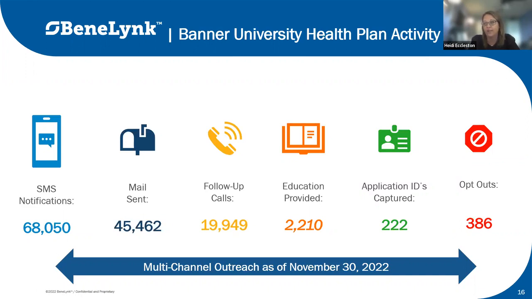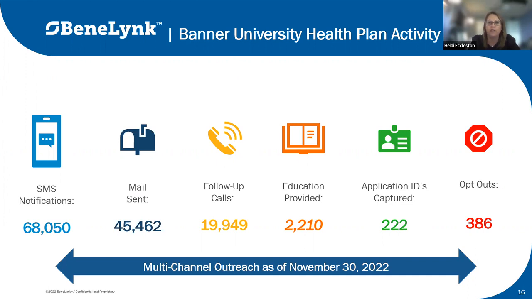And in conjunction, at the same time, we as a health plan are also mailing our members educational materials as well. So that's just what BeneLynk has been doing for us. And then about 20,000 follow-up calls. So those are calls that maybe are coming in from the text and mail into our dedicated 1-800 number with BeneLynk. Those are live agent outbound calls. Education provided about a little over 2,000. So that's folks who maybe have some questions, don't understand, just need a little bit more guidance. And then BeneLynk has been able to get 222 members through the renewal process. So that's great news as we hope to continue, and we'll see that number rise.